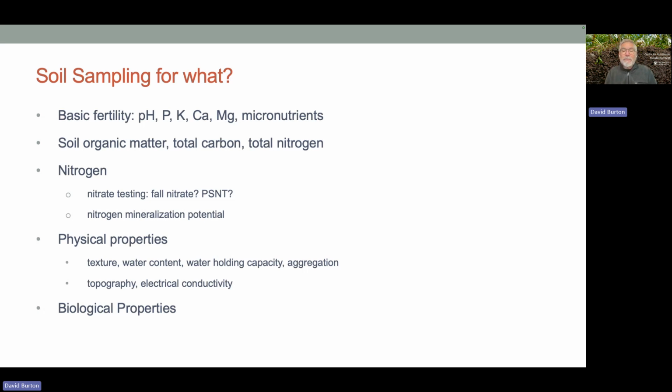And now we're also starting to measure biological properties. There's a lot of interest in measuring the soil microbial community. We're a little bit challenged to know how to use that information, but I think as our understanding of how agricultural management practices impact soil microbial community improves, we'll better understand how that either facilitates or impedes the biological function of those soils.